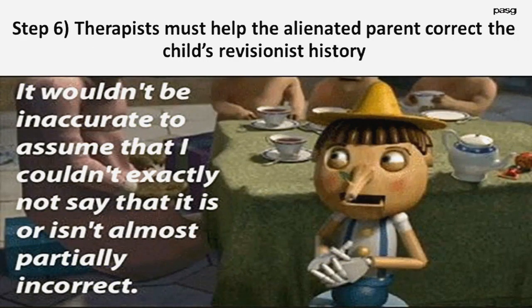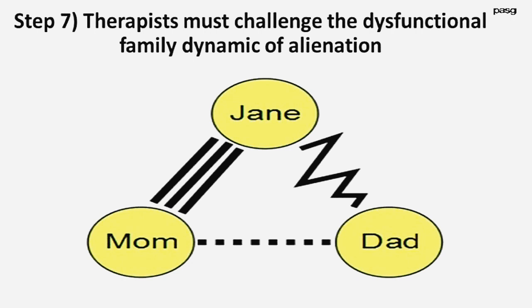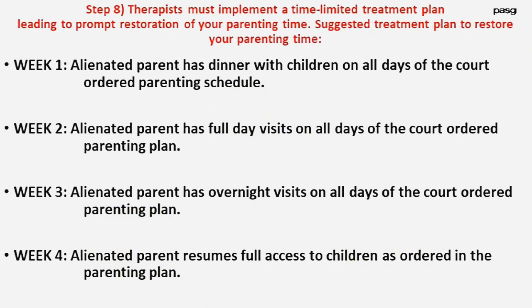So I have my own treatment plan. Since by definition, alienation means there's no protective reason for you not having time with your child, according to me, in week 1, this is the visitation plan the therapist must establish according to the court order, which they have to abide by. Alienated parent has dinner with children on all days of the court-ordered parenting plan. Alienated parent has full-day visits on all days. That's week 2. Alienated parent has full-day visits on all days of the court-ordered parenting plan.